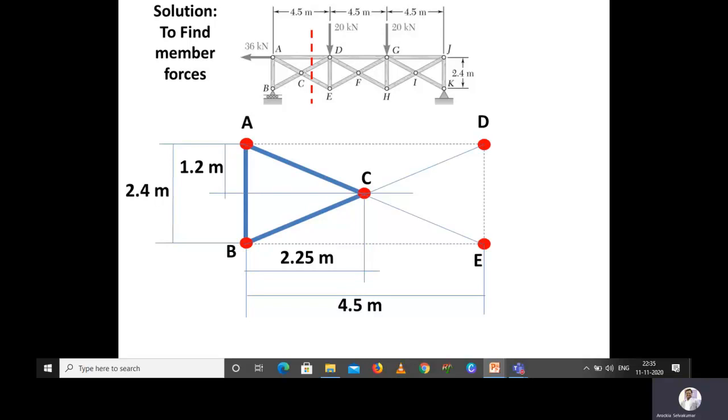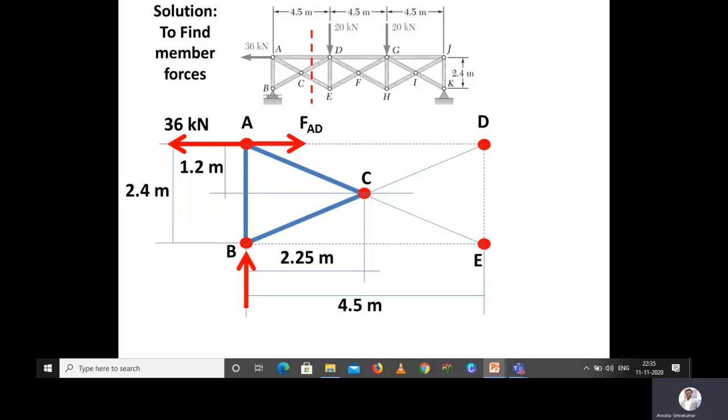So now we are going to draw the member forces and external forces and also reactions. At point A, we are having an external force of 36 kilonewton, and then we are also having a member force, that is FAD. We are assuming that the member force in AD is tension. According to that, we are drawing the direction of the force.